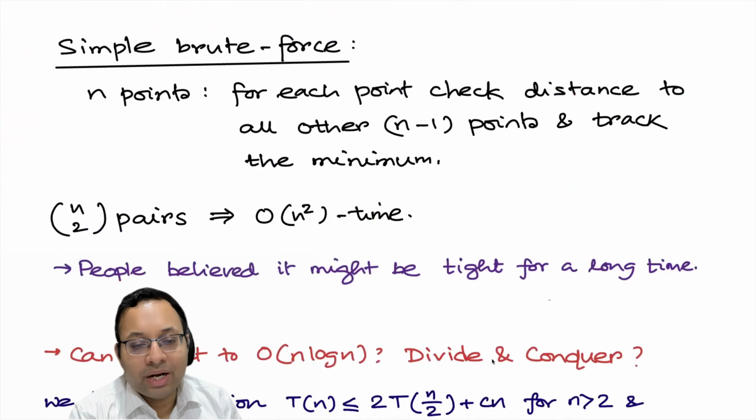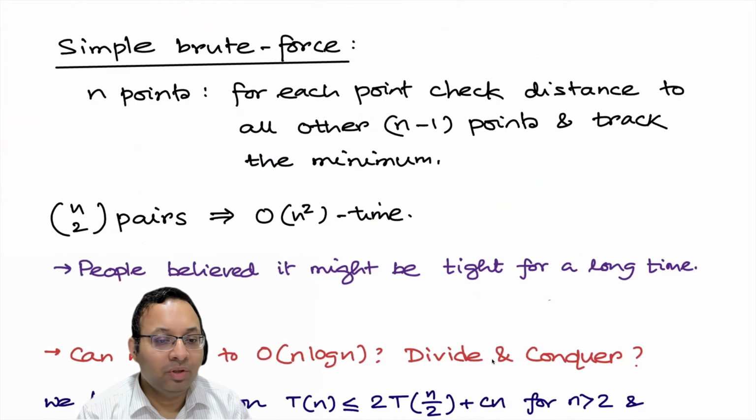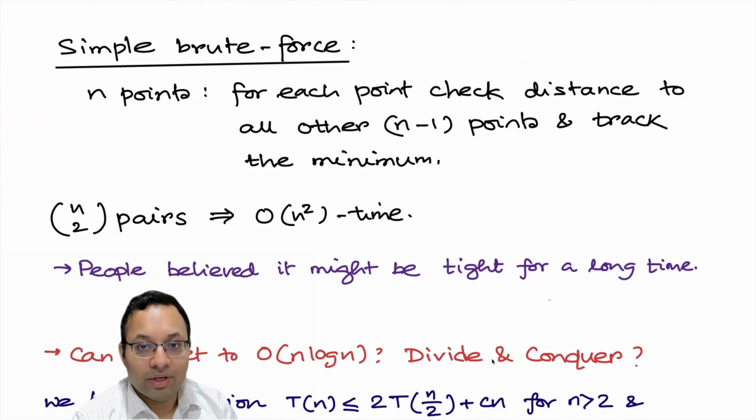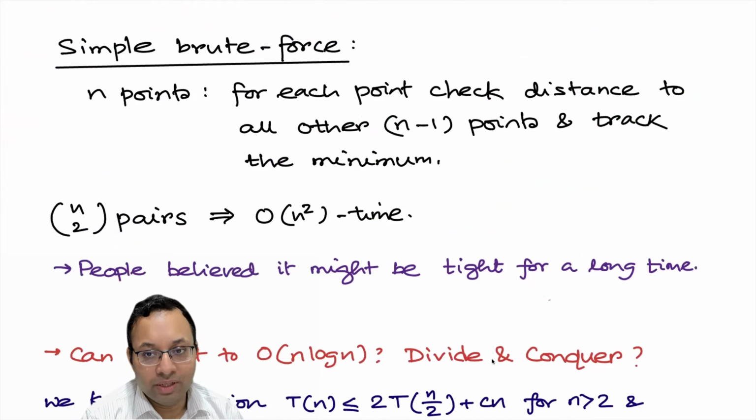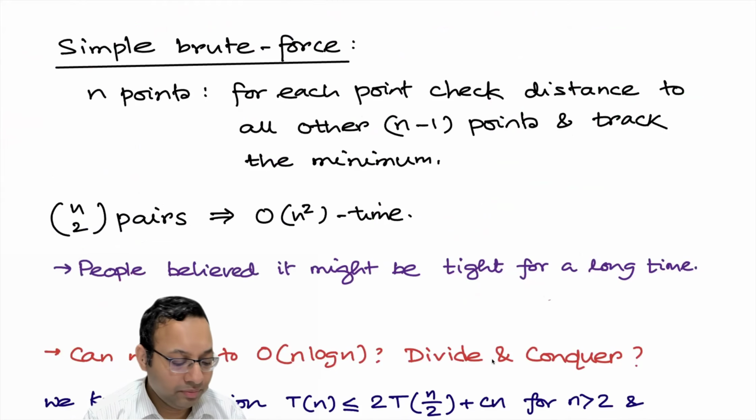So what is the simplest algorithm you can come up with? Again, pause, and you'll probably find it's order n squared time. For each point there are n minus 1 other points; compute the distance and track the minimum, and the global minimum will be the closest pair, in order n squared time. For a long time, people believed this might be tight, but then came divide and conquer, and this simple n log n time algorithm.